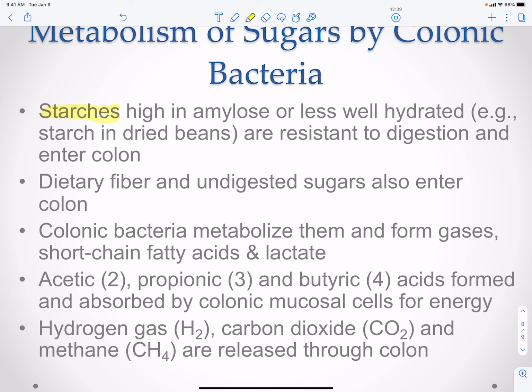And the colonic bacteria are going to form gases, short-chain fatty acids, and lactate. Some of the fatty acids that are going to be formed are acetic acid, propanoic acid, and butyric acid. And these can be absorbed by your mucosal cells in your colon and be used by the colon mucosal cells for energy directly. Some of the gases, not surprising, are going to be hydrogen, carbon dioxide, and methane.